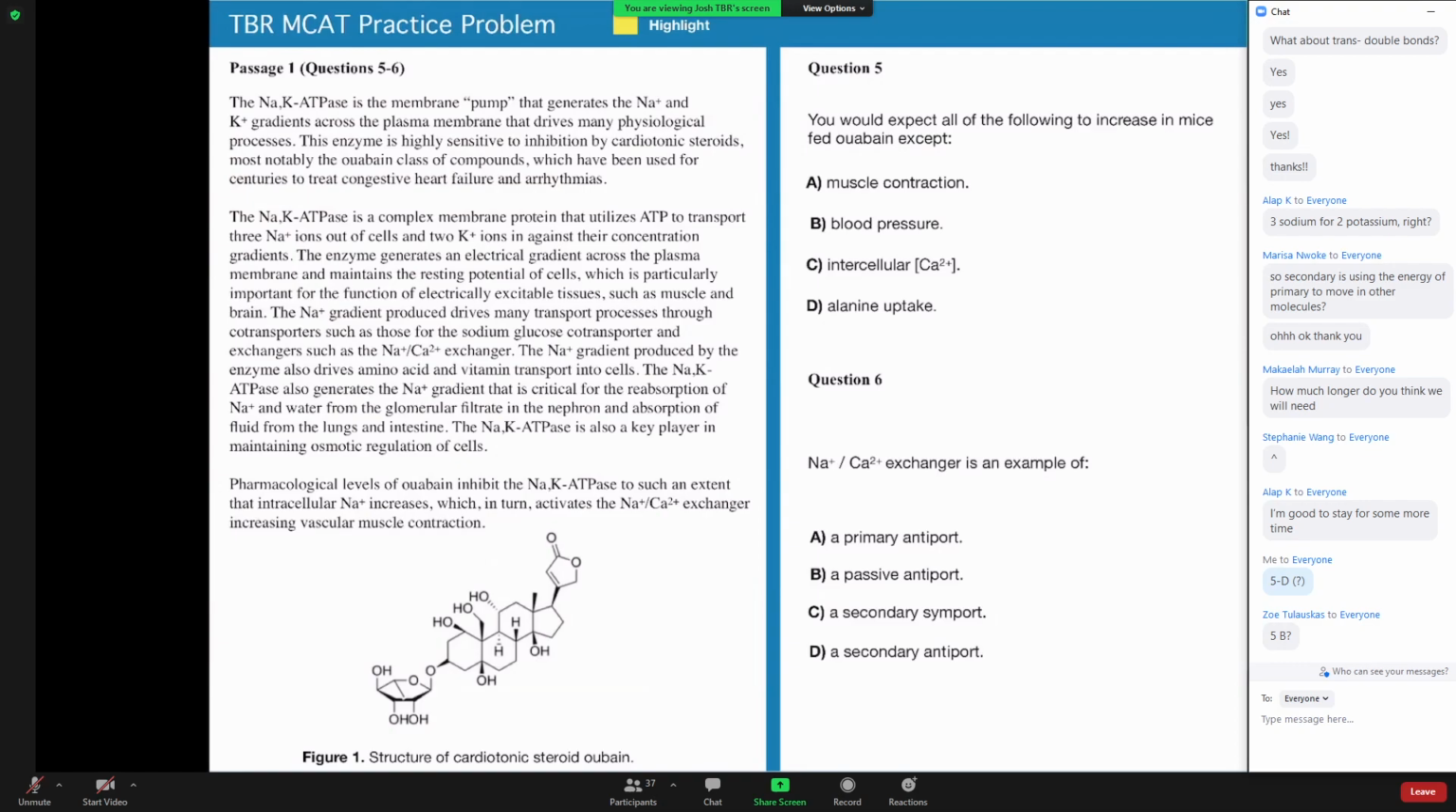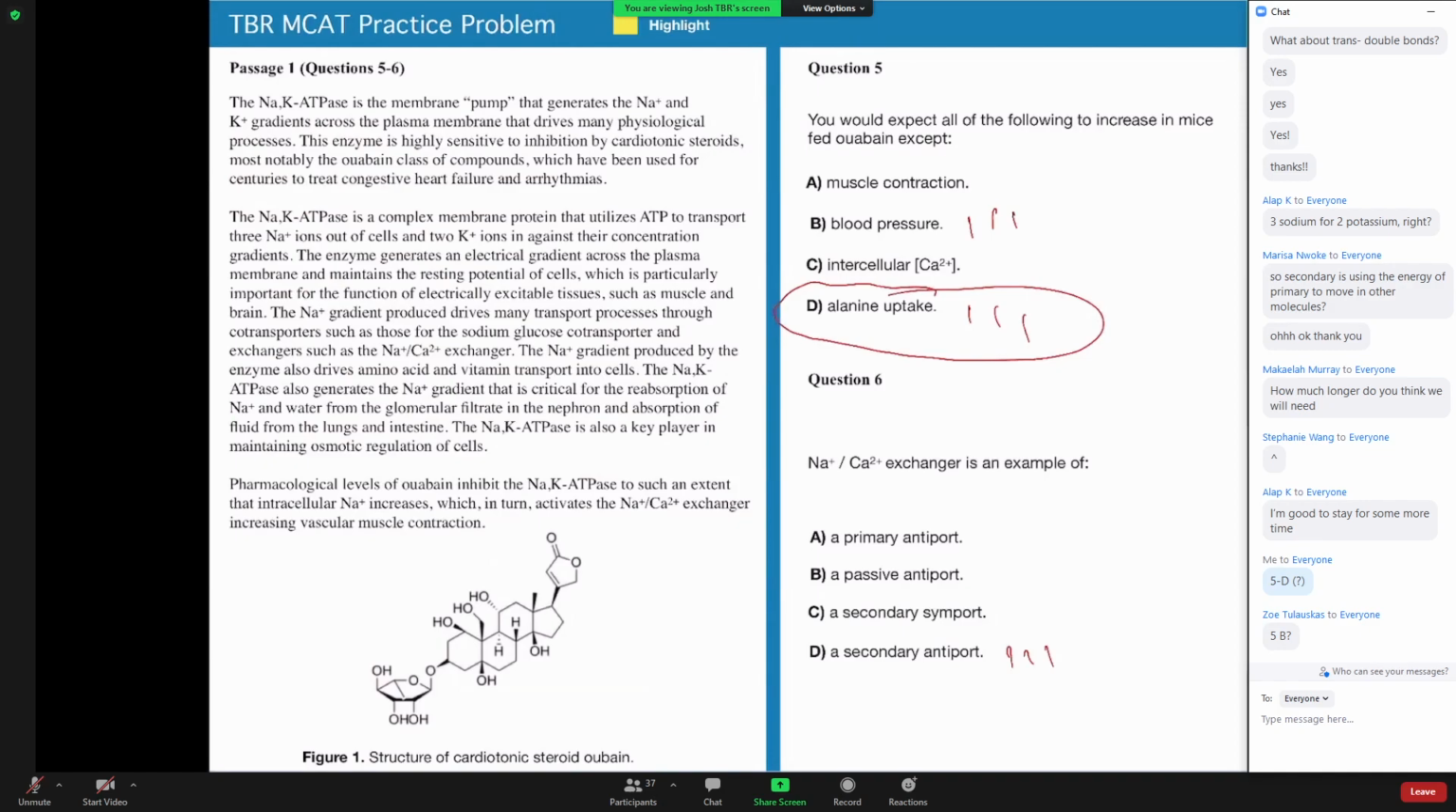I've gotten a bunch for 5B, 5D, something like that. 6D, D. Great. So the answer to question 5 is actually D, alanine uptake. And it pretty much says all of this in the passage.